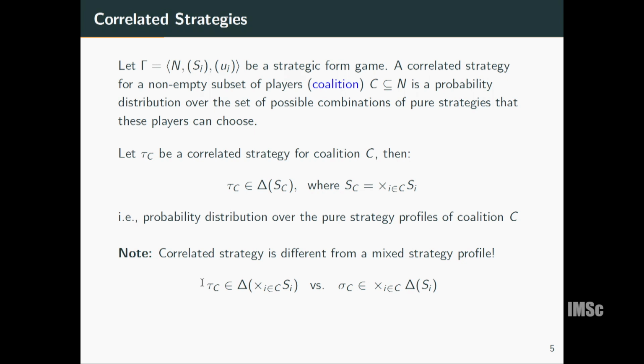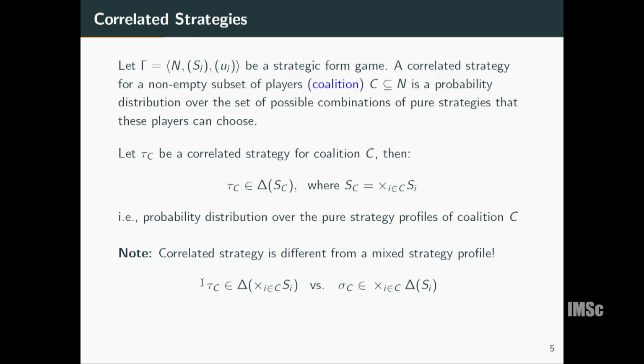In my prisoner's dilemma case, C was what? 1, 2. So SC is the set of all possible strategy profiles, right? So SC will be C comma C, C comma NC, NC comma C, NC comma NC. This is my SC. Now tau C is a probability distribution over this. We understand this, right?